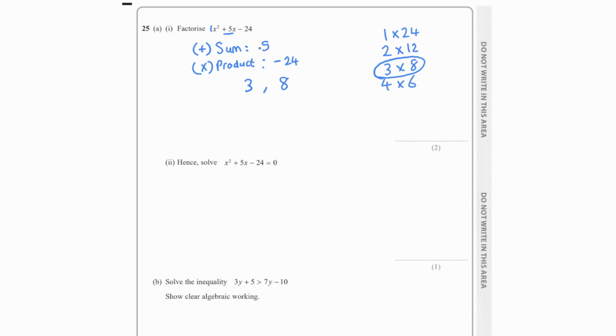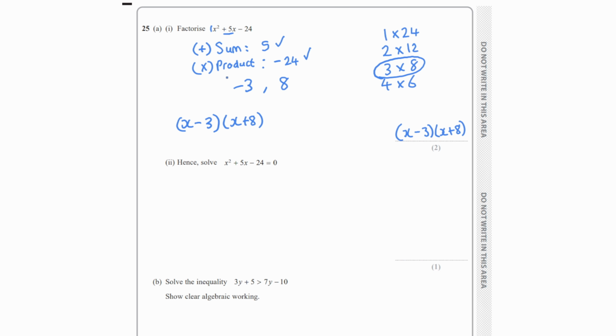Now I want my sum to be 5 overall, so I'm going to make the smaller one negative. If I multiply negative 3 and 8 together, it gives me a product of negative 24, and if I add them together, it gives me a sum of 5. What that means is that our quadratic here factorizes into (x subtract 3)(x add 8). That's the factorized version of our expression.